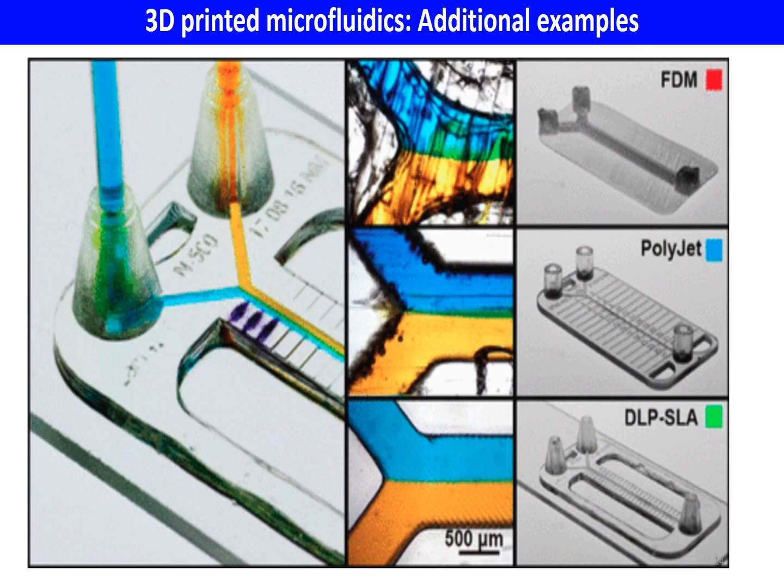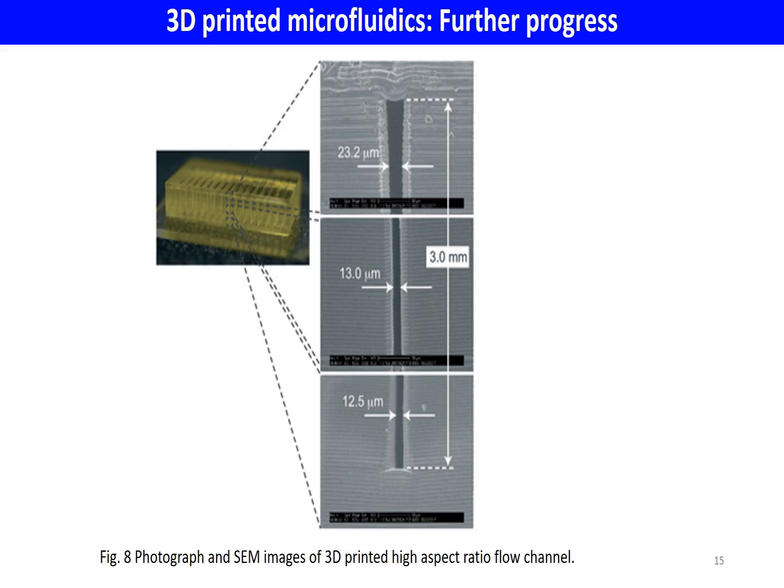There's some progress that has been made over the last several years. You can see the structure here doesn't show much, but if you zoom in, this is what you would see. The sides of the walls are really well defined. This is 23 micron, this is 13 micron, that's 12.5 micron, and we can see the side walls are really well defined. So one can get high aspect ratio flow channels.